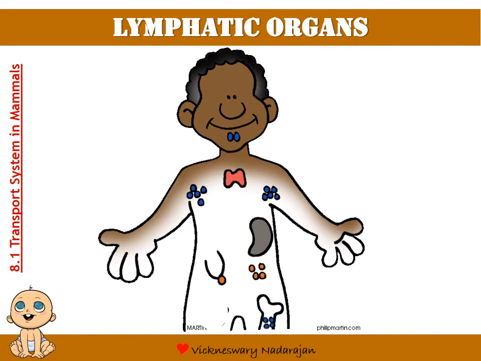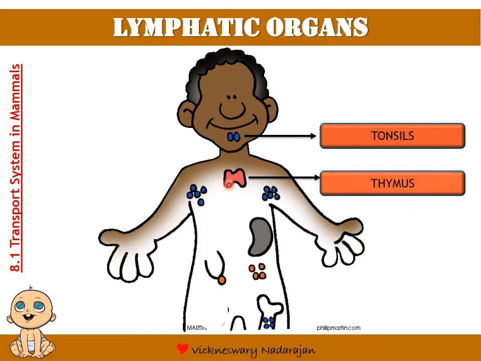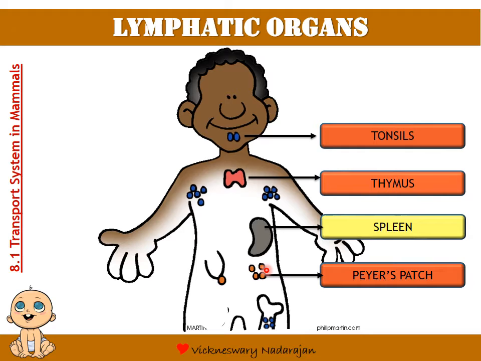Let's use this little cartoon character to show you the location of the lymphatic organs. We have one here at the back of our throat known as the tonsils. This cartoon here shows as if it is under your lip, but it's actually at the back of your throat when you first start to swallow food. Then we have the thymus, that is at the base of your throat, the spleen on the left of your abdomen, Peyer's patch, that is in your ileum.